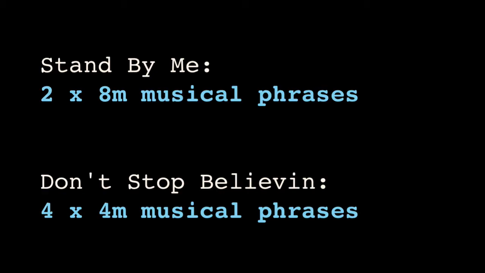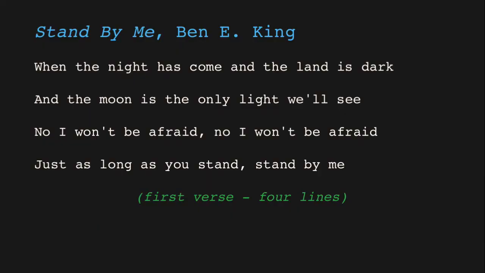So now we'll look at an example that's a little different from those two. The previous two songs had 4 4-measure phrases. This example is Stand By Me. It has 2 8-measure phrases instead. So here's a quick look at the lyrics. 4 lines.